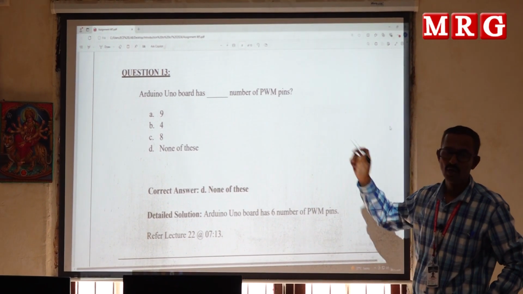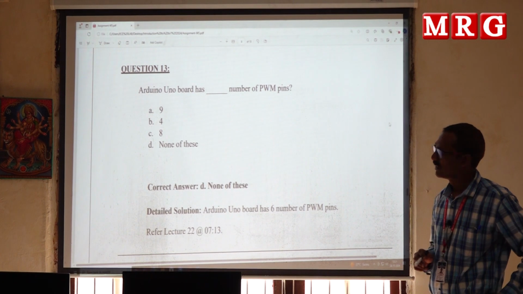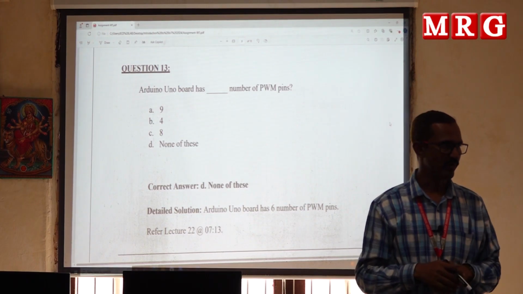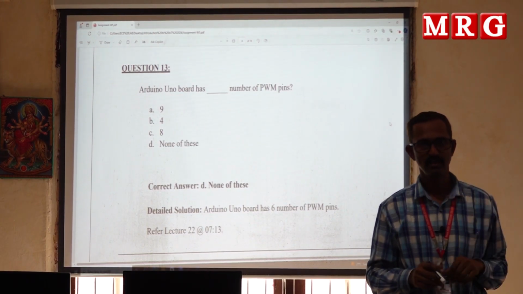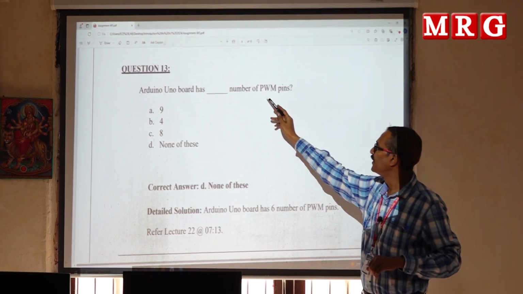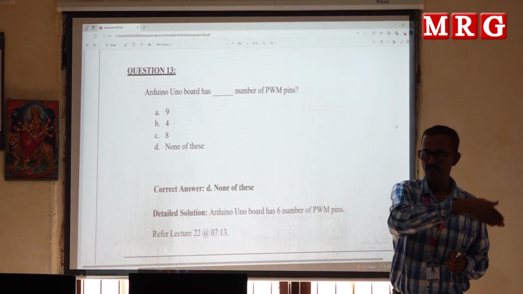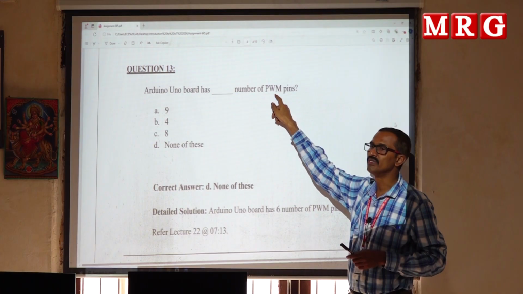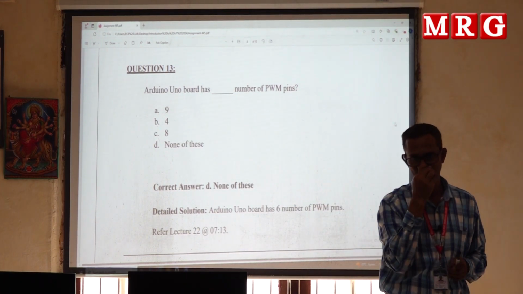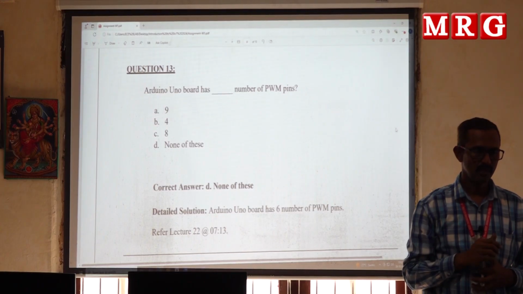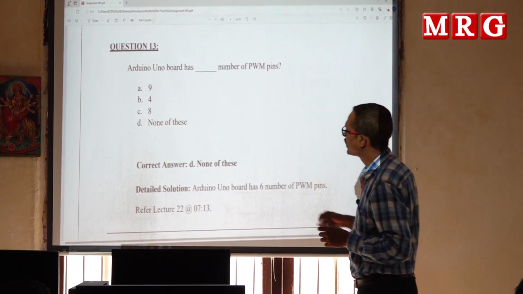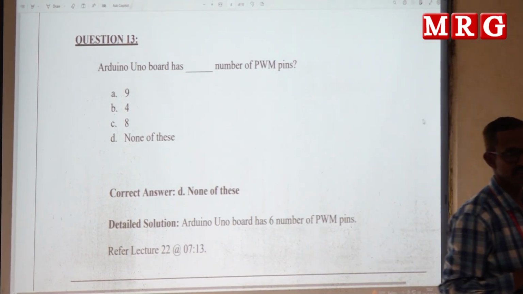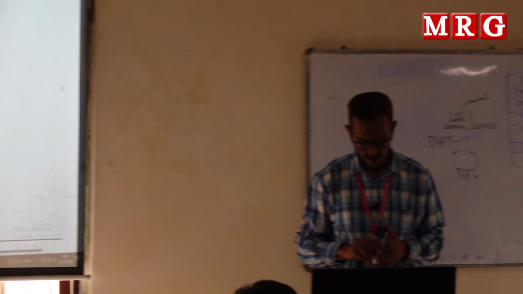This is another question about Arduino. You know the pins, pin description, how many pins are there? Digital pins, analog pins, how many PWM pins are there? In the digital pins there are some specific PWM pins, pulse width modulation pins. How many pins are there? The answer is 6. 6 is the correct answer, but 6 is not here. You can note down that 6 pins.